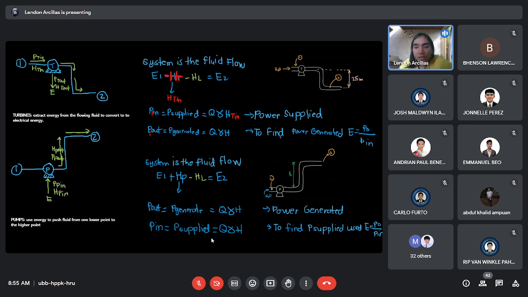To find the PT out, kailangan muna natin ng PT in, which we can find using this formula. So ang lalabas na PT out, since meron tayong ibibigay din na efficiency, PT out is equal to efficiency times the PT in. So this is what we call the power generated, and this is the power supplied ng turbine and power generated ng turbine.